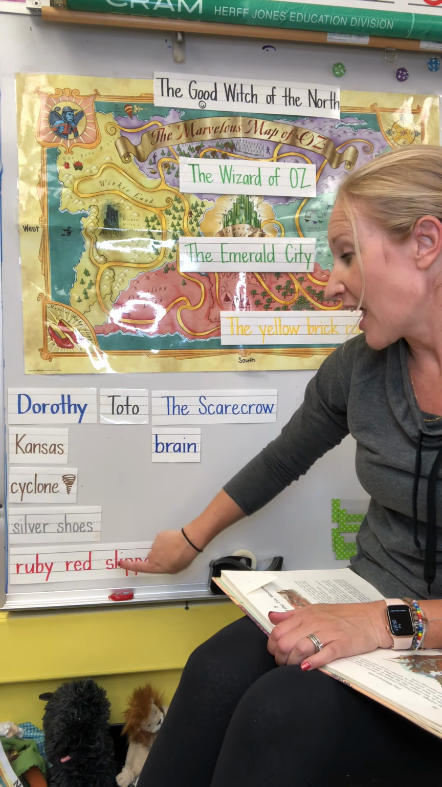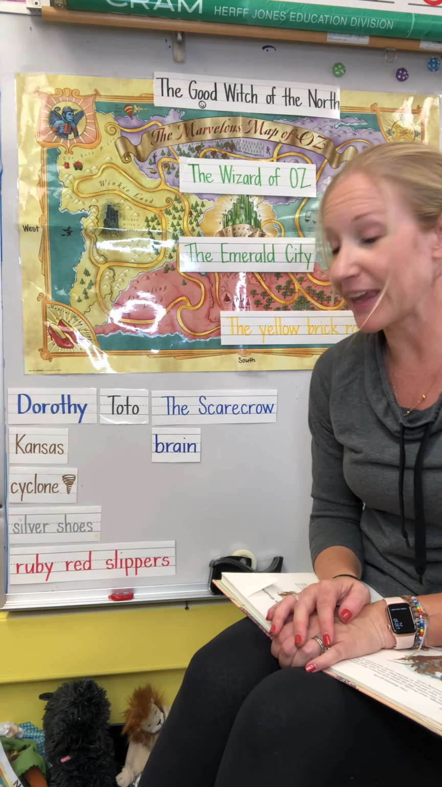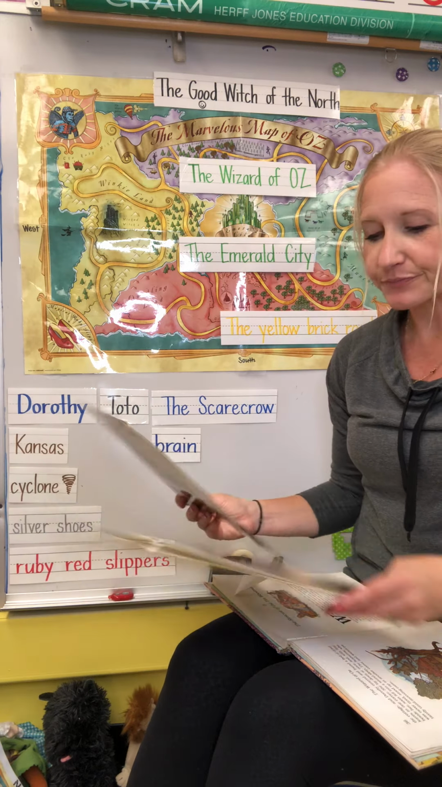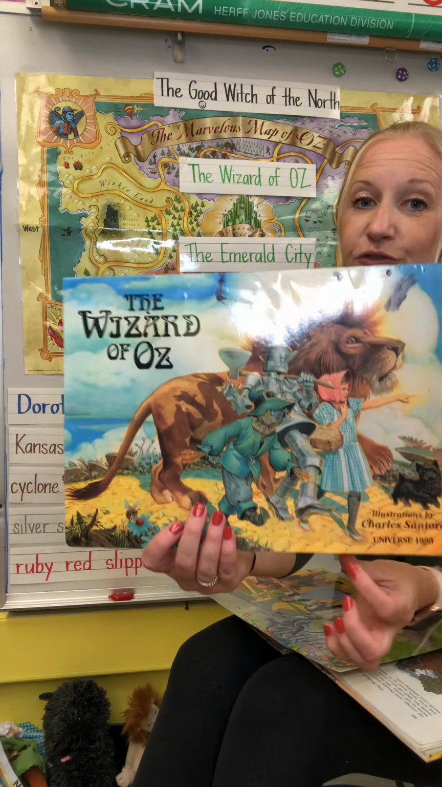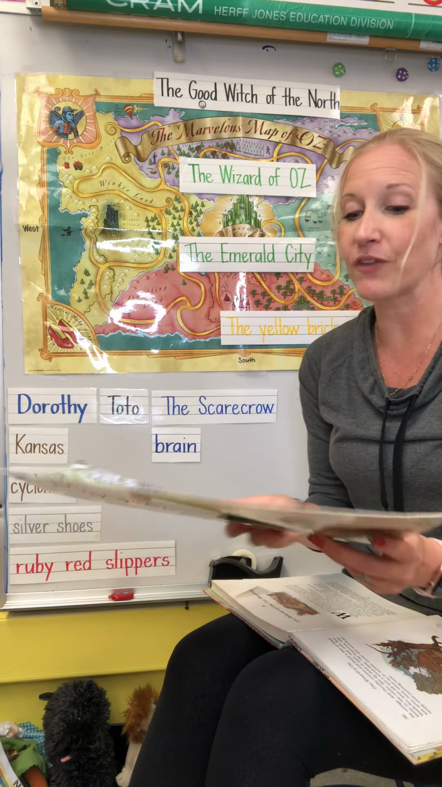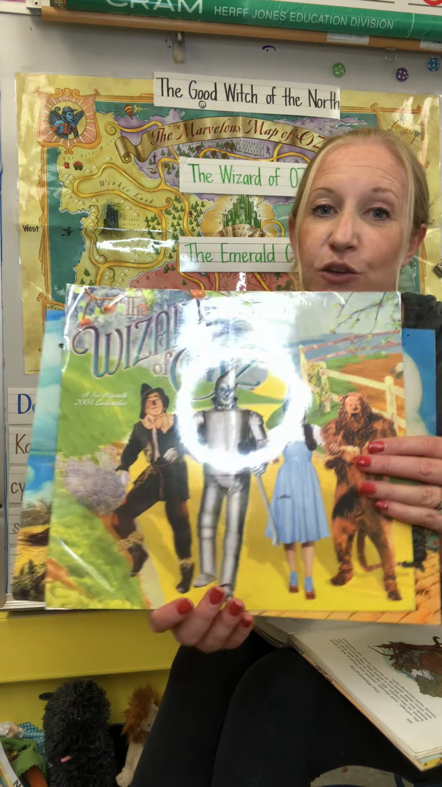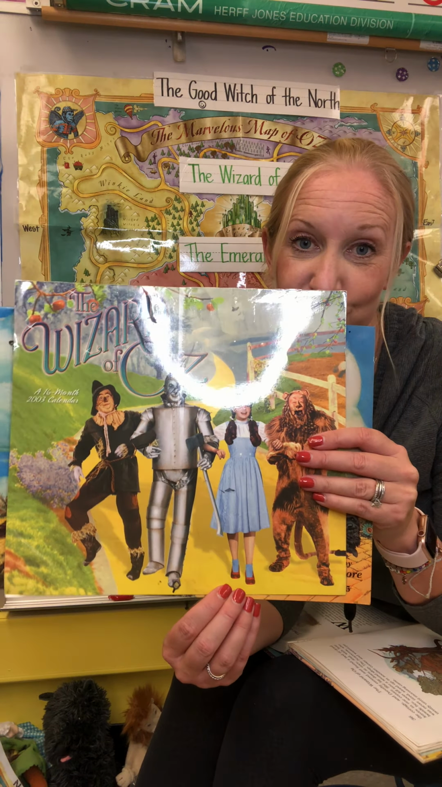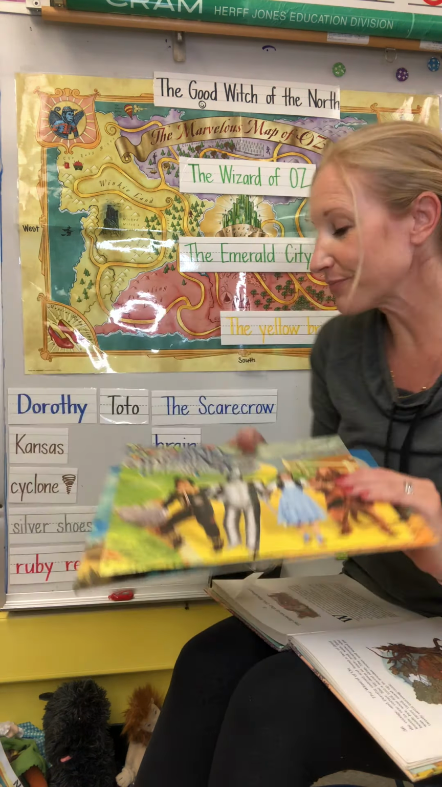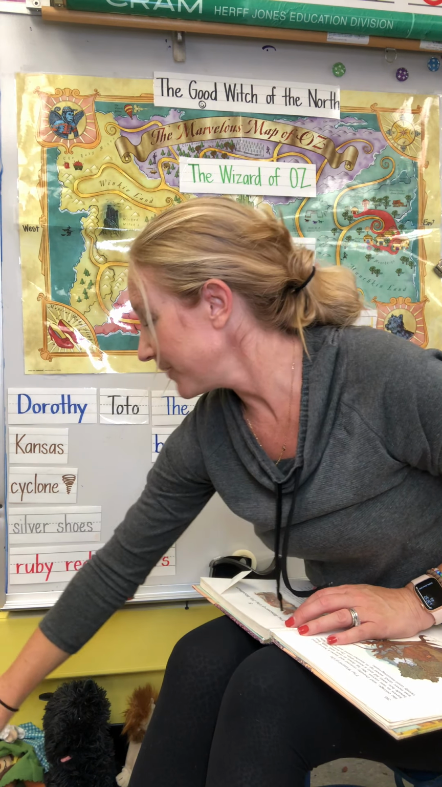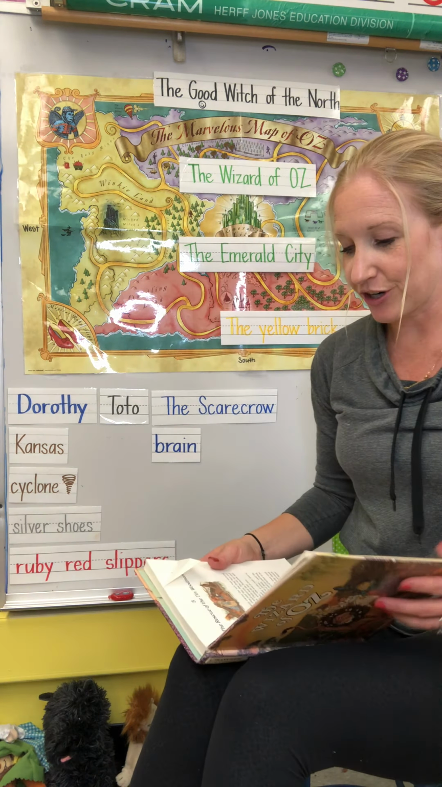Silver shoes and ruby red slippers, because as you know now, in the book, she wears the silver shoes from the Wicked Witch. But in the movie, we've already learned that silver didn't look good on the yellow brick road, so they changed them to ruby red. So let's see, we're going to get started meeting our next character.